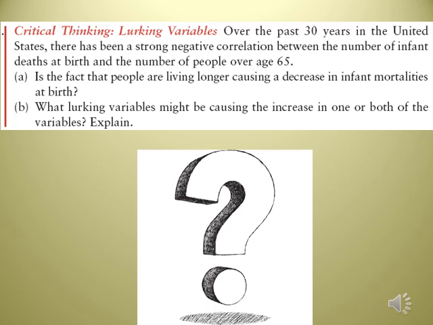Here's an example that comes straight out of your book. It says, over the past 30 years in the United States, there's been a strong negative correlation between the number of infant deaths at birth and the number of people over age 65. Is it a fact that people living longer is causing a decrease in infant mortalities? Well, no. And then they go into the second part, what lurking variables might be causing the increase in one or both of those variables. Well, the idea here is that we have better medicine in general. And what that's doing is it's causing people to live longer, and it's also causing fewer babies to die.